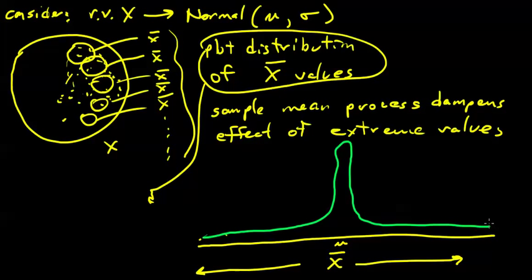So, still bell shape, still normal, but a narrower bell. All right? The spread of these sample mean values will be less because of this dampening effect of extreme values. All right, doing the best I can freehand here, let me locate the peak of that sharper bell with another yellow line.